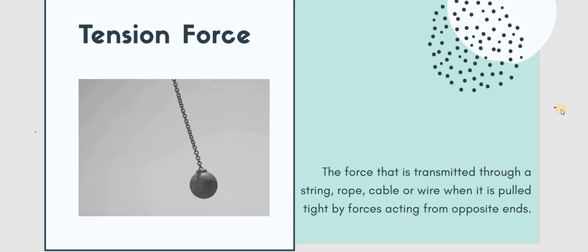Tensional force is the force that is transmitted through strings, ropes, or cables, of course, if it is pulled tight. Say, for example, something is hanged from the ceiling, and there's a rope attached to the object, then tensional force is present in that string. If you look around you and see that something is hanged by a rope or a string, then there is a tensional force.